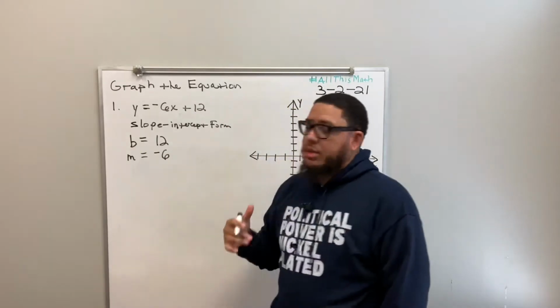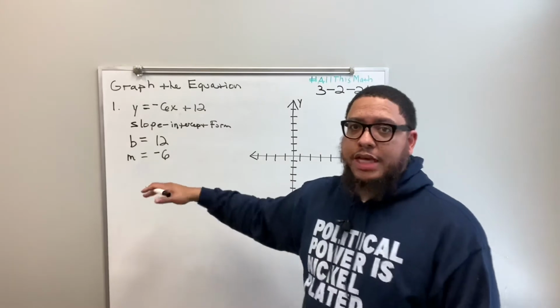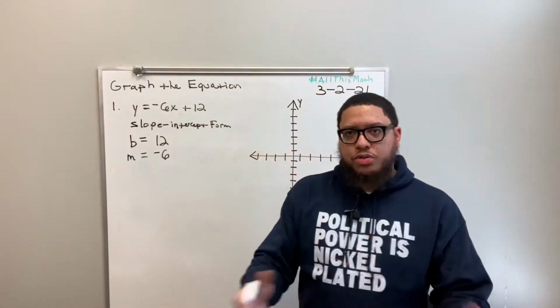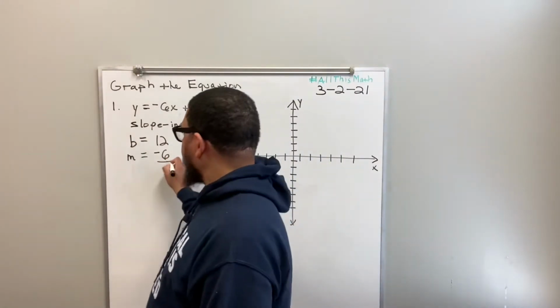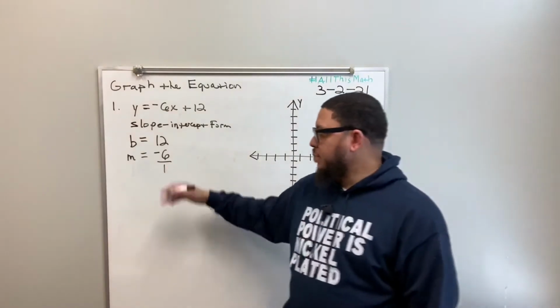Now, to make our life easy, we always want to treat this like a fraction. So we want to change -6 to a fraction. How do I change an integer into a fraction? All I do is write a 1 underneath of it. And that works whether it's a positive integer or a negative integer. Just make it into a fraction.